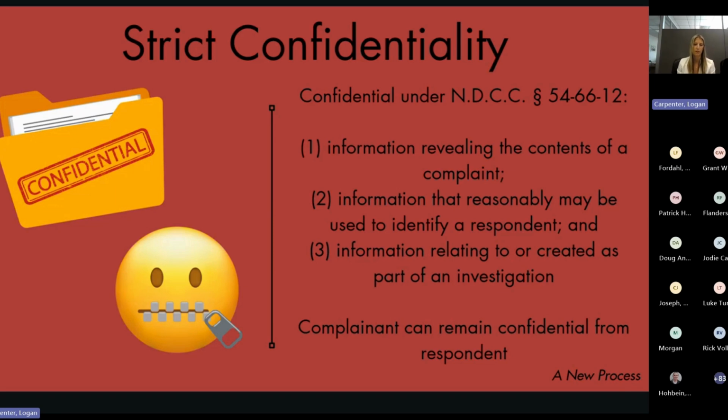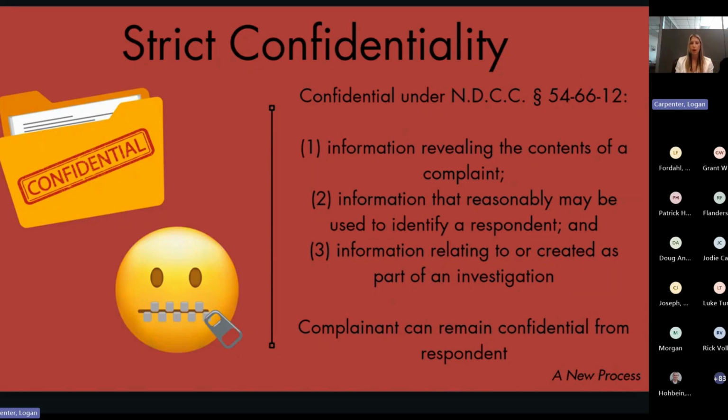Under North Dakota Century Code 54-66-12, 3 groups of information are confidential in the Commission's complaint process. 1 is information revealing the content of a complaint. This includes the identity of the complainant that's contained within the complaint. 2 is information that reasonably may be used to identify the respondent. This is the person against whom the complaint is made. And 3 is information related to or created as part of an investigation of a complaint.